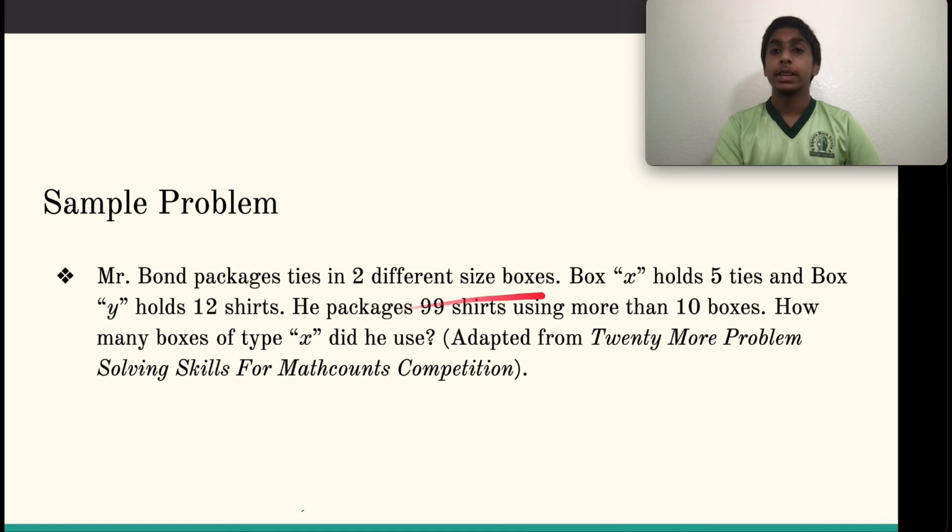So what this is saying is basically one box is holding 5 ties and the other holds 12 ties, you could say. Here I just put shirts and ties, it doesn't really matter, you just want the numbers here. He packages 99 ties using more than 10 boxes. How many boxes of type X did he use? This is from the book 20 More Problem Solving Skills for Mathcounts Competition. Here you're going to try to set up a system of equations or a Diophantine equation, and based on that you can solve. So go ahead, pause the video, and try to solve this problem.